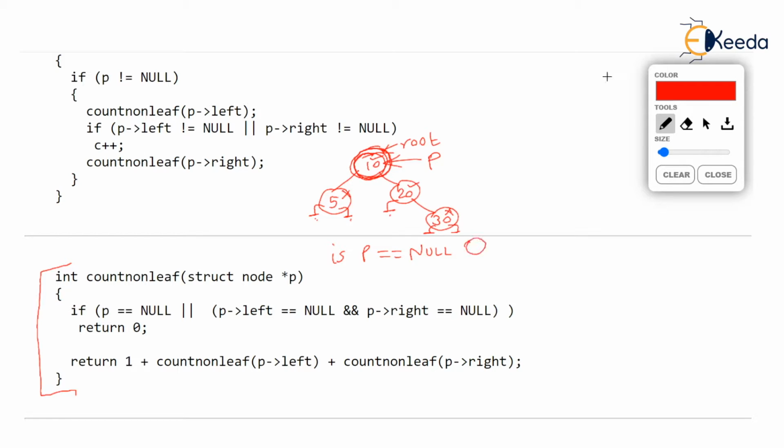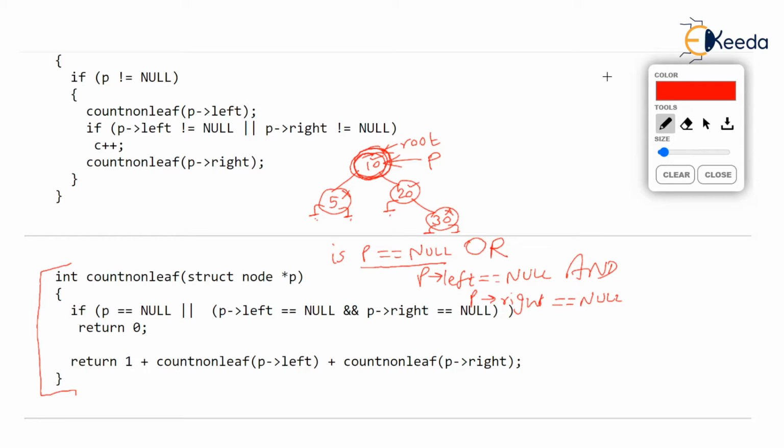Or, if wherever P is pointing, that node is a leaf node. Listen, we are counting the number of non-leaf nodes. But we will ask, is P invalid? Is P null? Is it not pointing anywhere? Then we will stop. Or if P arrow left is null, and P arrow right is also null.